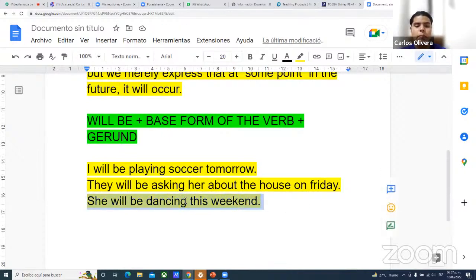Fantastic. Does it fulfill the structure? Let's see. Will be. Very good. We have it. Then the base form of the verb, that is to say, without using to. Does it fulfill it? Yes. Dance. And the gerund, dancing. And of course, the rest is complement.